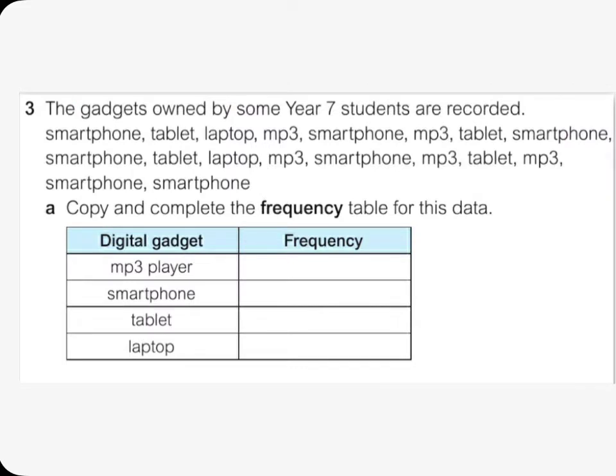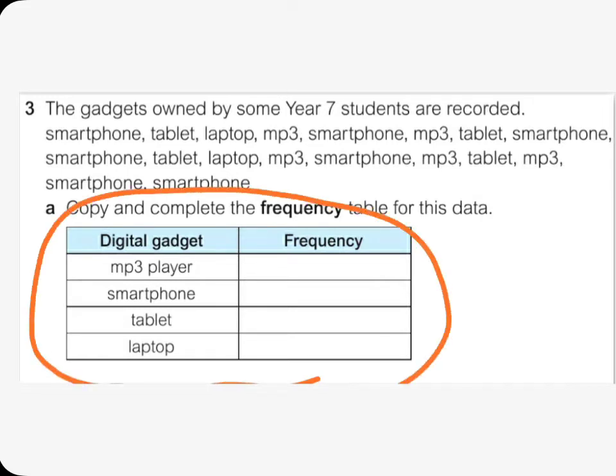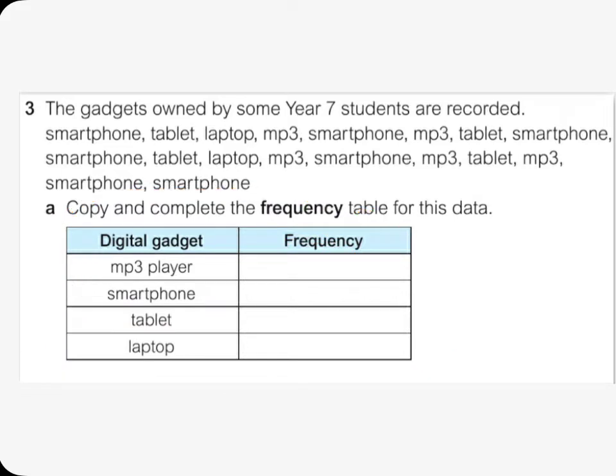Question 3 is about frequency diagrams. As you can see in the diagram here, we have the data or the classes, and we have the frequencies of each one of them. Let's read the question and understand what we need to do and the steps of answering these questions.